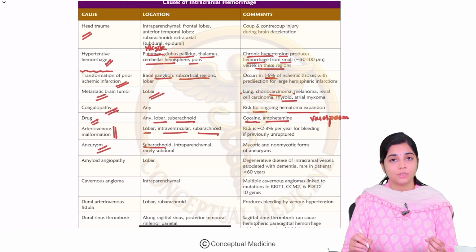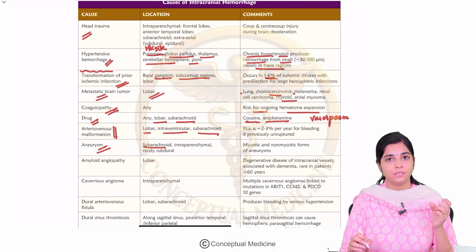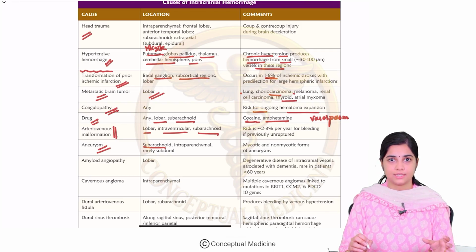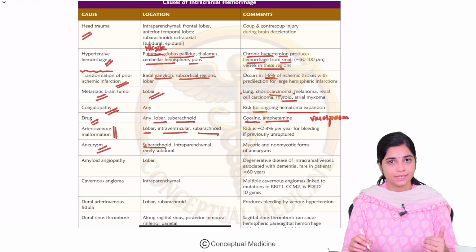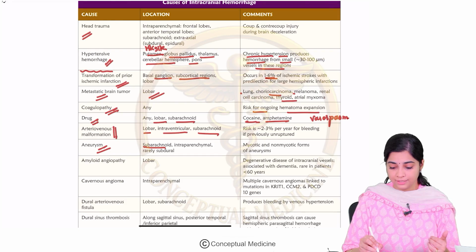Okay, so aneurysms can be because of any defect in the internal elastic lamina of your blood vessels, where the internal elastic lamina gets degraded, or it can be due to an infection.